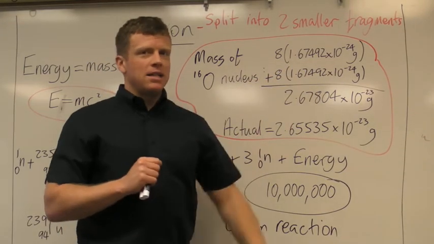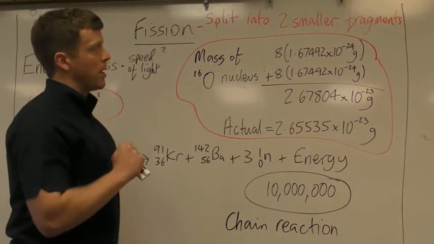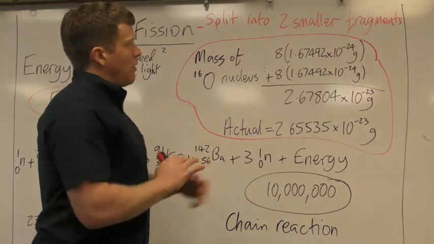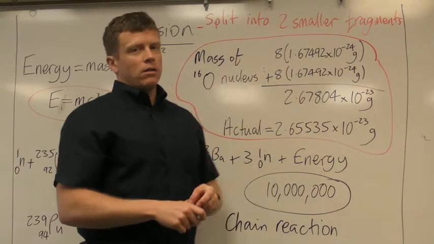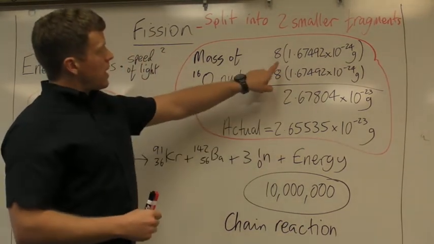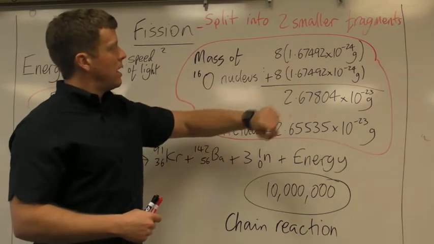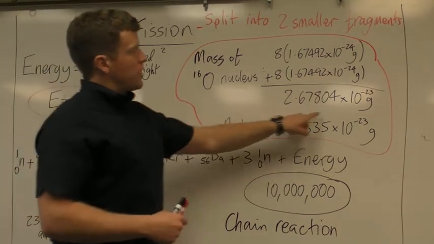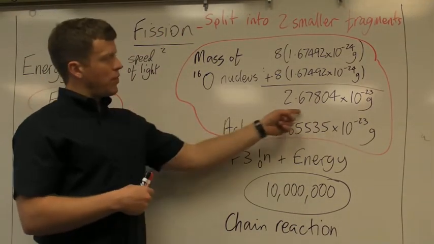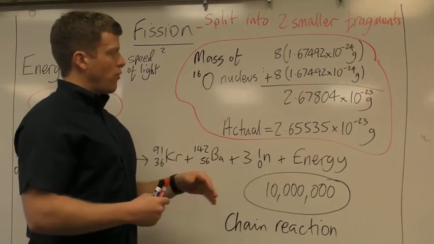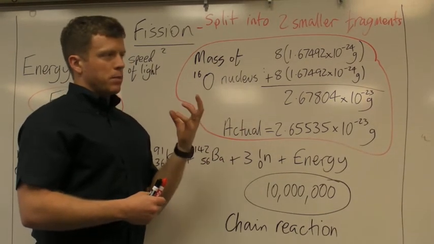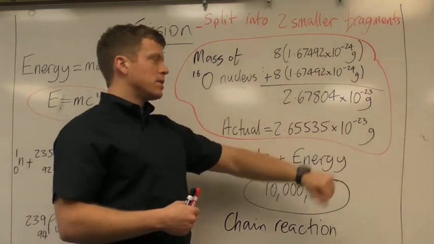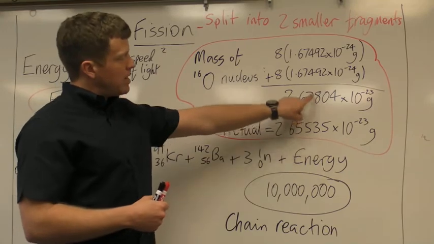It's 1.67492 times 10 to the power of minus 24 grams, which is a really, really small amount. These two are identical, and this is why we use scientific notation, which we learned about a long time ago. You take the 8 protons multiplied by the mass, and then you add that to 8 times the number of neutrons, and you get this number. So this would be the theoretical number, but in actual fact the value that has been measured is 2.65535 times 10 to the minus 23, which is a little bit different from this.